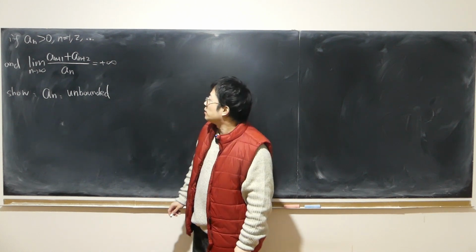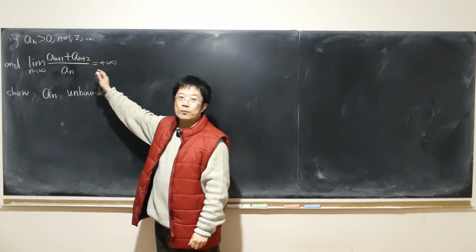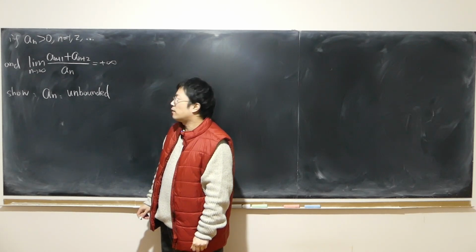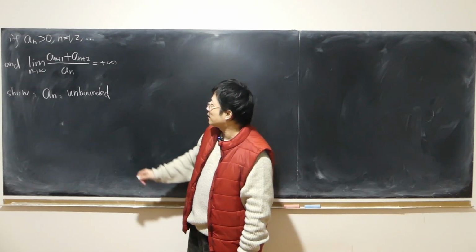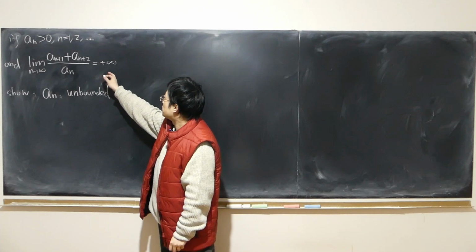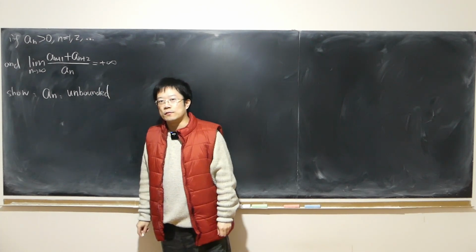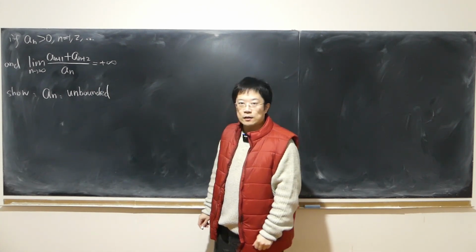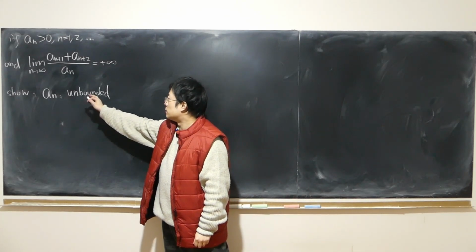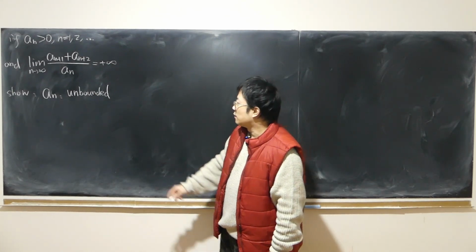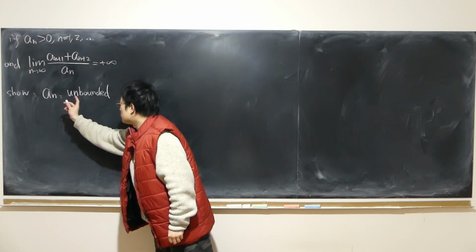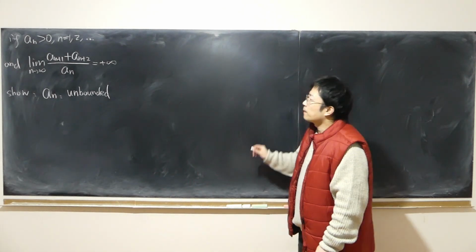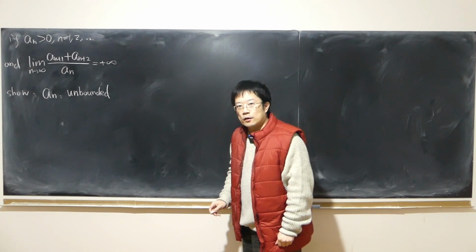a_n is a positive real sequence. Every member is positive. And also given that the limit of (a_{n+1} + a_{n+2}) / a_n is positive infinity as n approaches infinity. And we were asked to show that this sequence is unbounded. Now, of course, we use proof by contradiction.